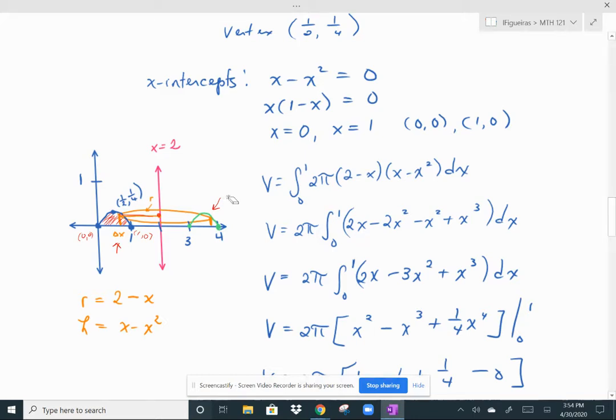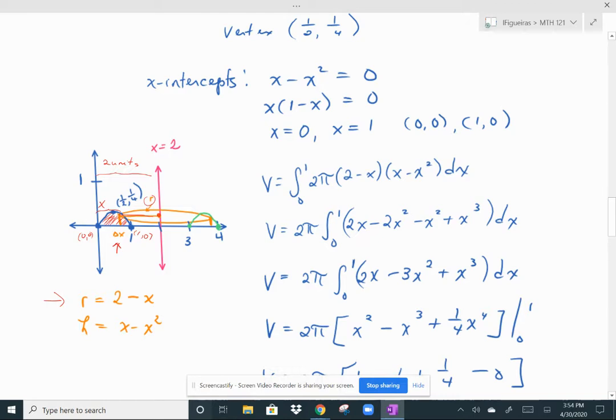Now we have to figure out what our radius and our height are. The distance from the y-axis to here is 2 units, because we know that's the line x equal to 2. And the distance from here to where your height starts, wherever your height is in your solid, is going to be x units. So the radius, this part right here that we're interested in, is 2 minus x. That will give me the radius of the shell.